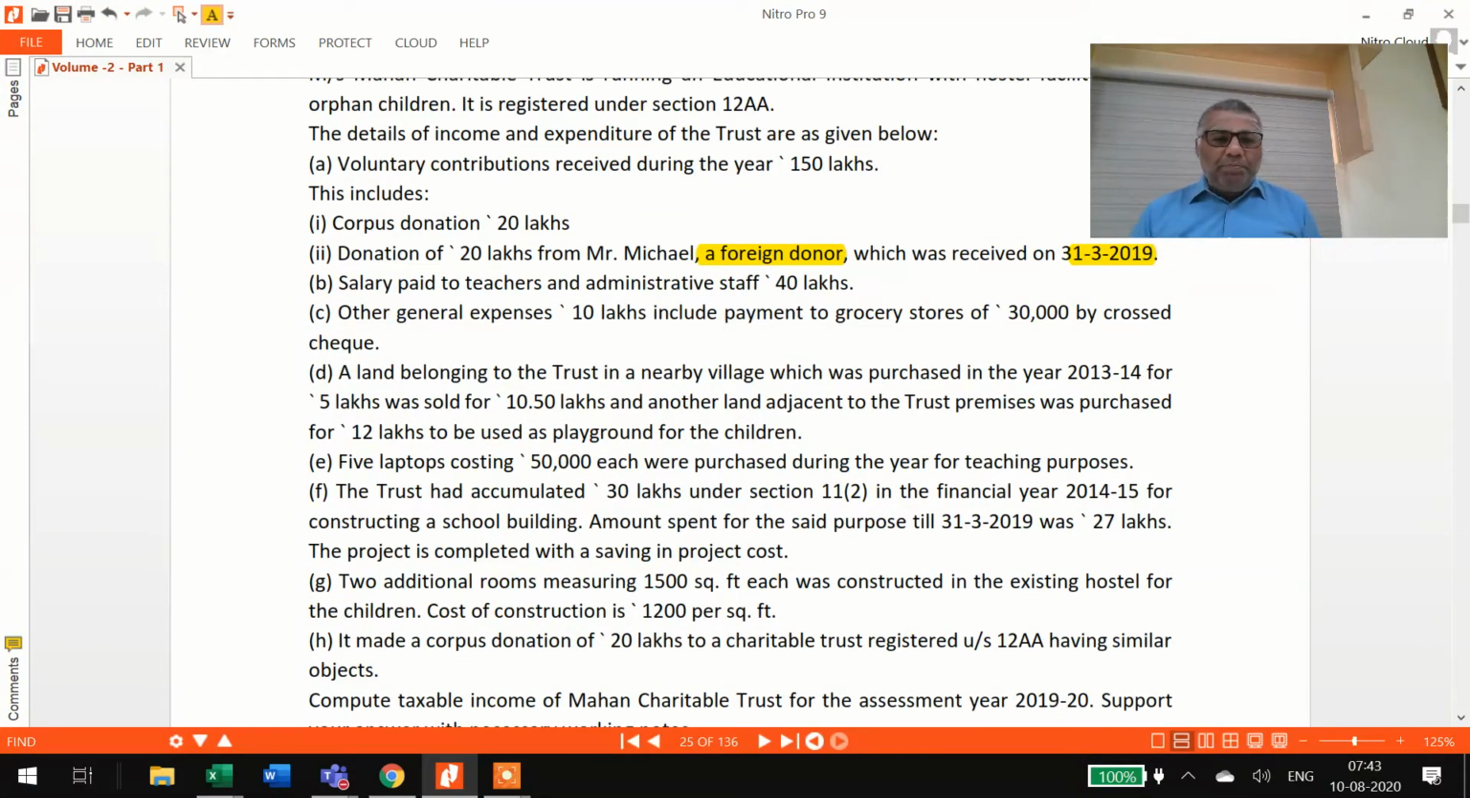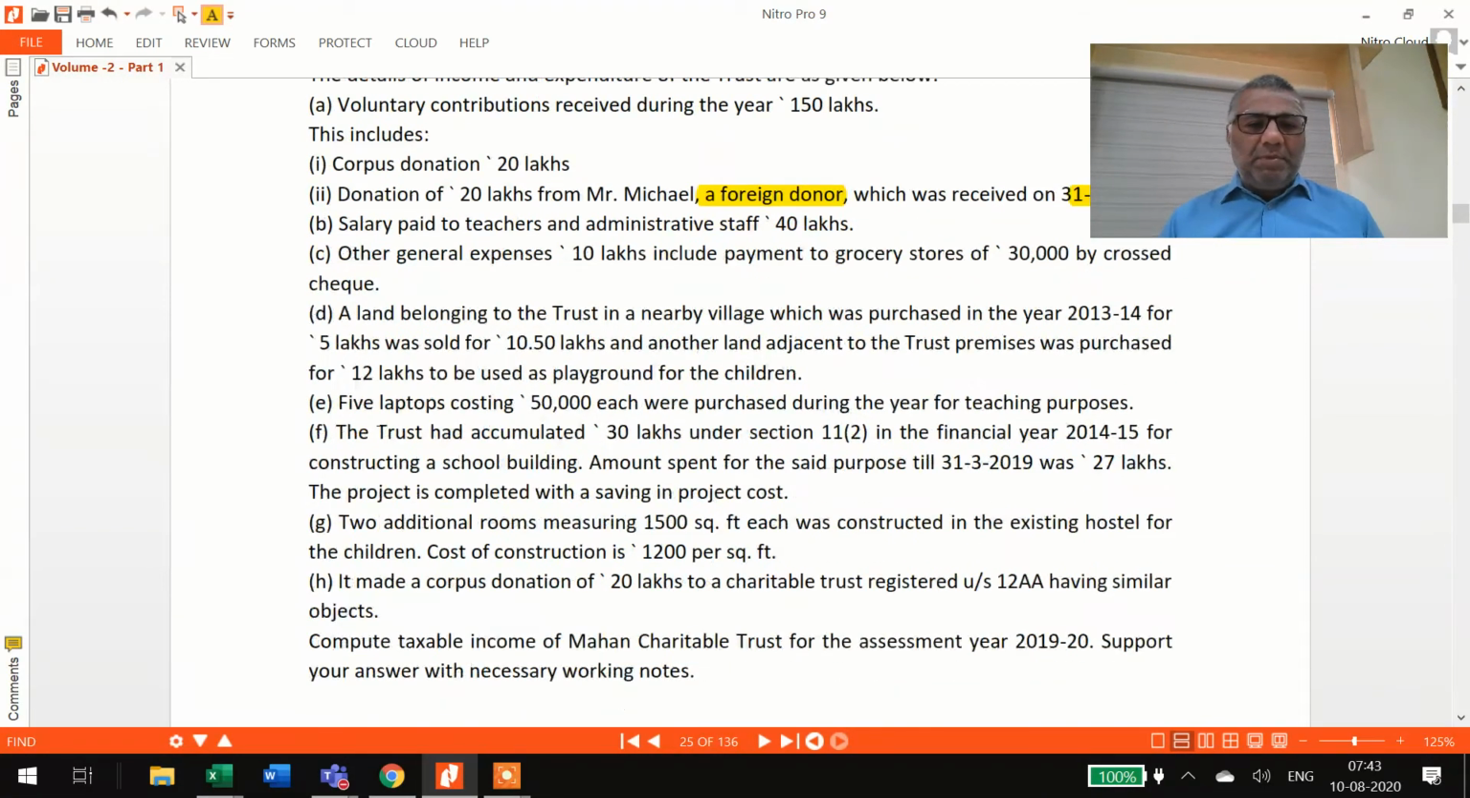5 laptops costing 50,000 each were purchased during the year. The trust has accumulated 30 lakhs for construction of a school building. Amount spent so far is only 27 lakh. The project is completed with the savings in project cost. It is taxable. 2 additional rooms were constructed in the existing hostel. Cost of construction is allowed.